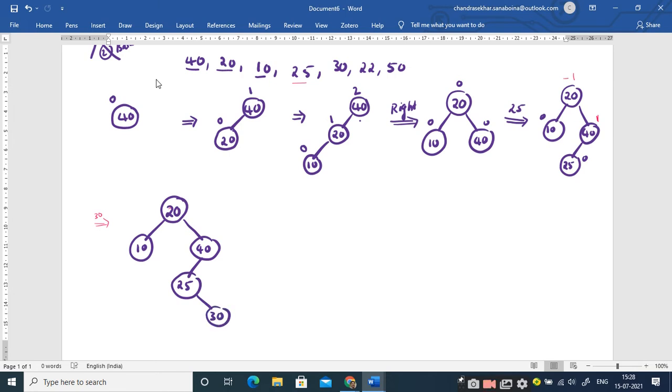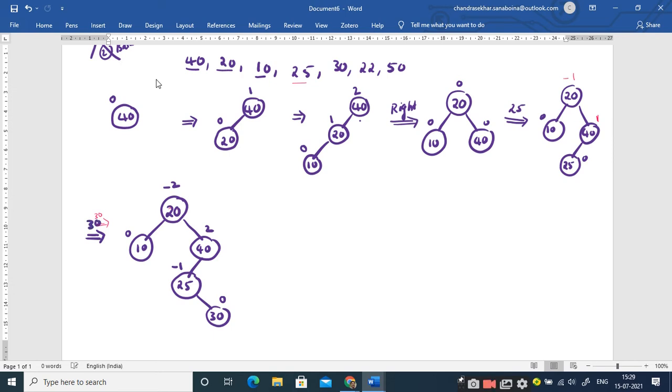So after inserting 30, please find out the balance factors. What is the balance factor of 30? 0, sir. What is the balance factor of 25? -1, sir. What is the balance factor of 40? 2, sir. It is 2 minus 0, that is 2. What is the balance factor of 20? -2, sir. It is 1 minus 3, that is -2. And what is the balance factor of 10? 0, sir. Please concentrate here.